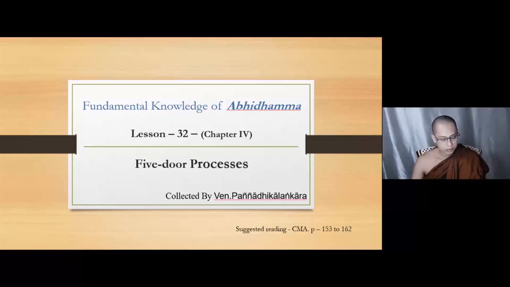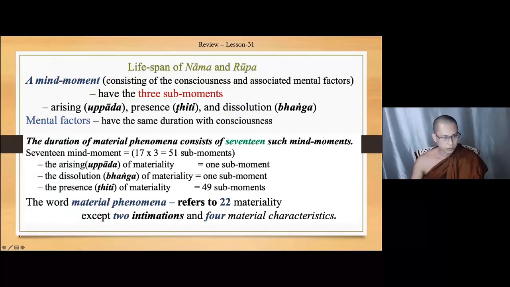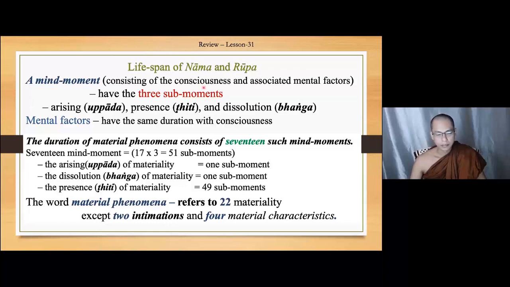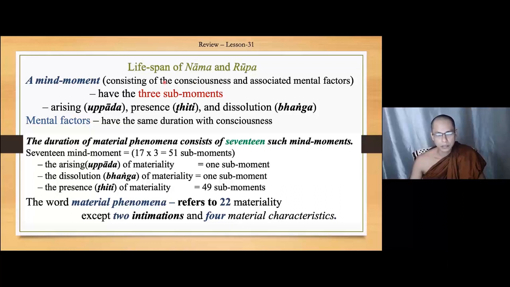And we several times talked about the cognitive process to understand how they arise. This slide was already studied in lesson 31. So let's review again so that we make sure to understand the lifespan of Nama and Rupa, because they can be the object of the cognitive process. And the lifespan is also important to understand.